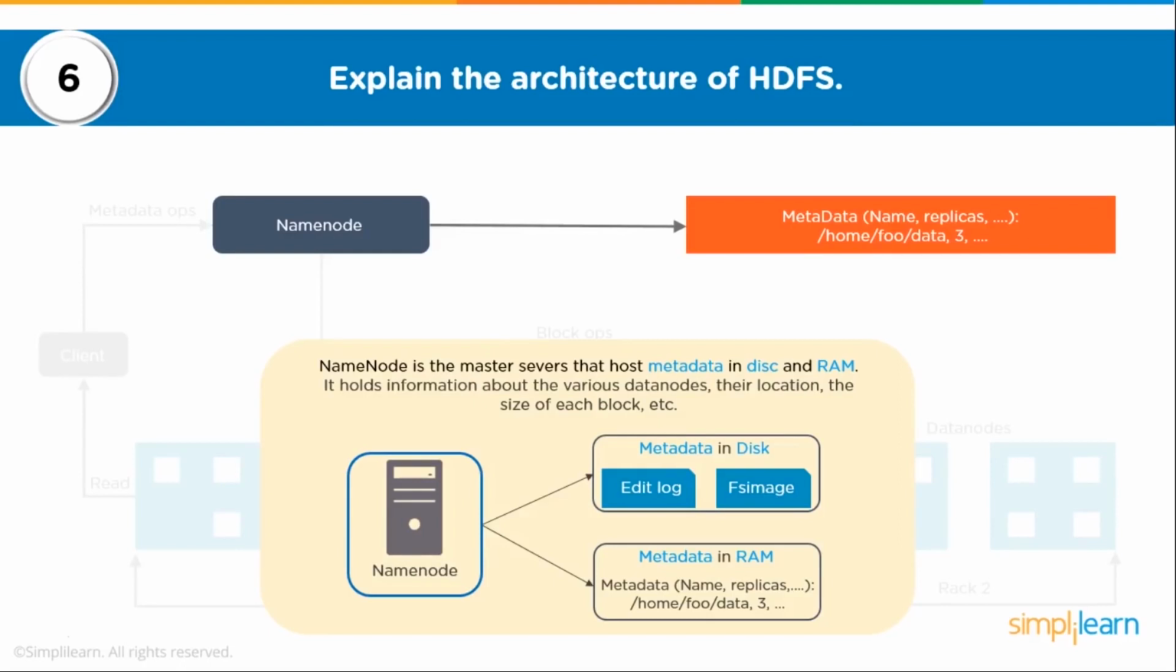So NameNode is one of the most critical processes. If NameNode is down and if all other processes are running, you will not be able to access the cluster. NameNode's metadata in disk is very important for NameNode to come up and maintain the cluster. NameNode's metadata in RAM is basically for satisfying all your client requests.